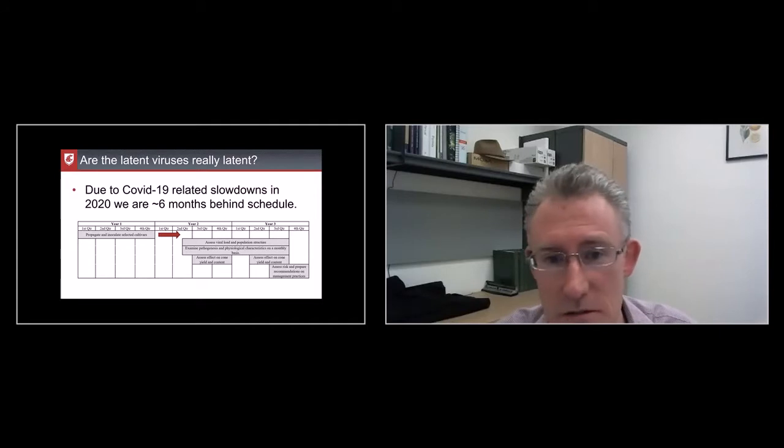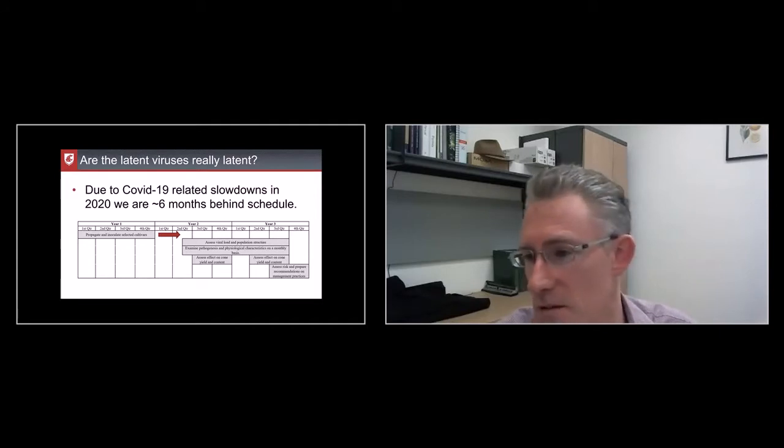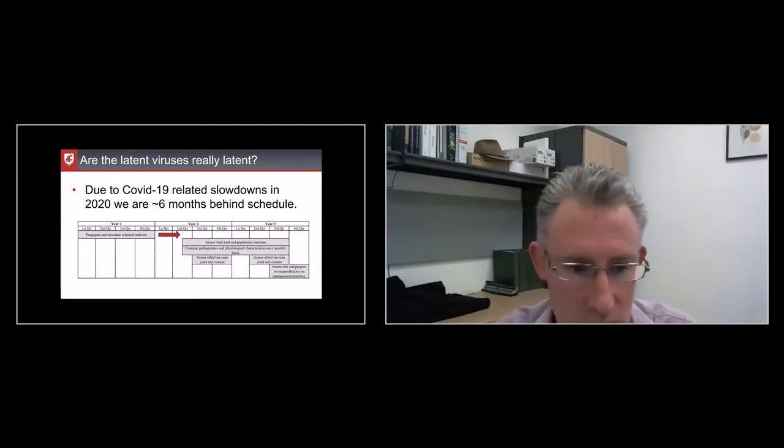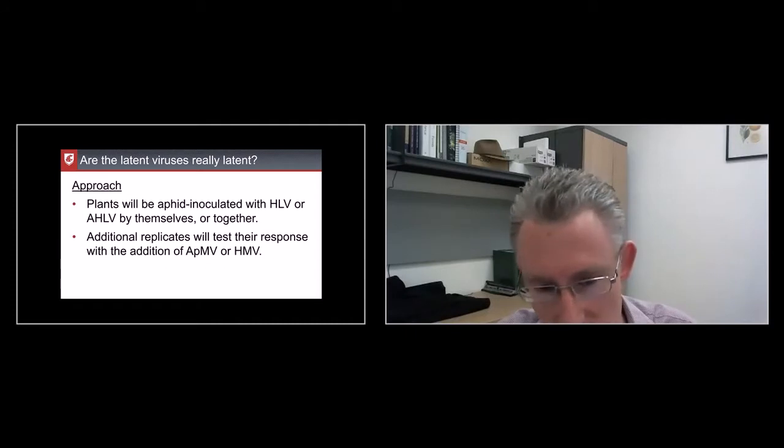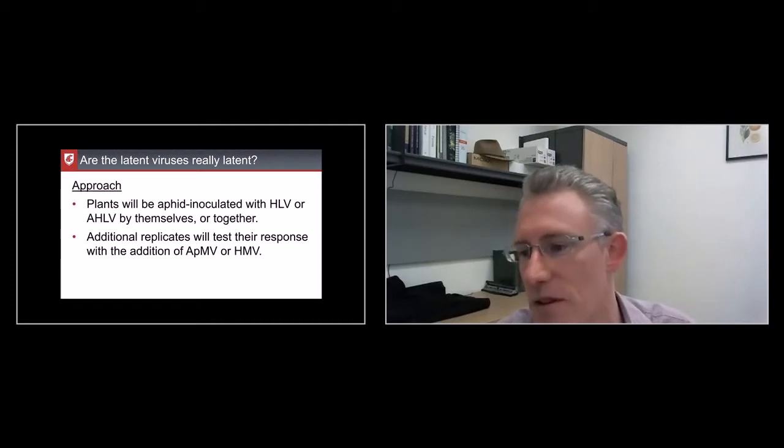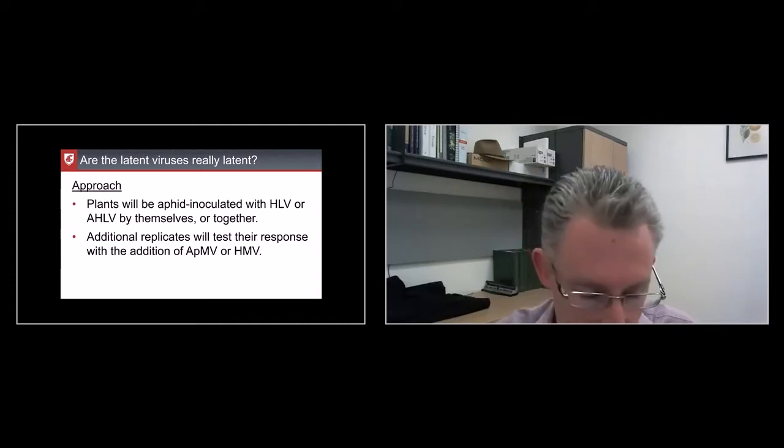Now, unsurprisingly, due to COVID-19 related slowdowns in 2020, we were about 6 months behind schedule from where we'd have liked to have been at this point in time. We simply couldn't get into the lab for a while, and it slowed down supplies and other things. But we're proceeding on making more plants, getting everything ready to start the inoculations this year.